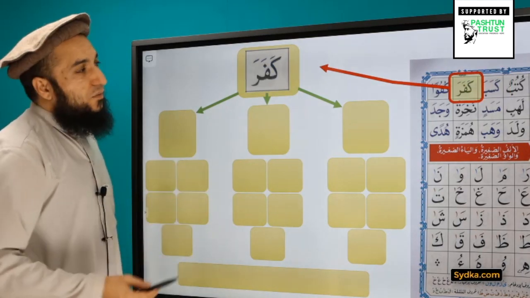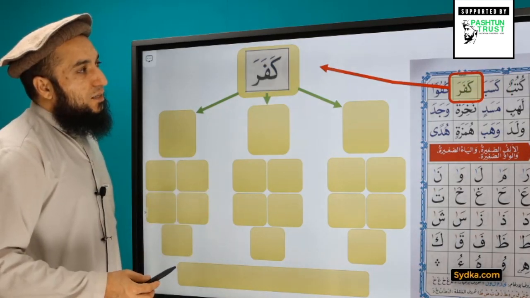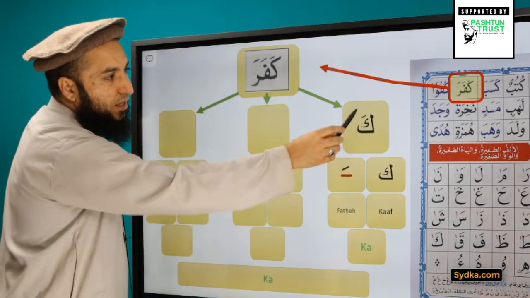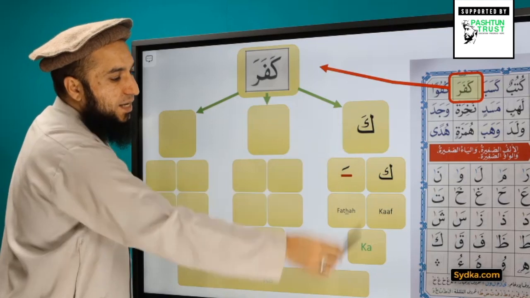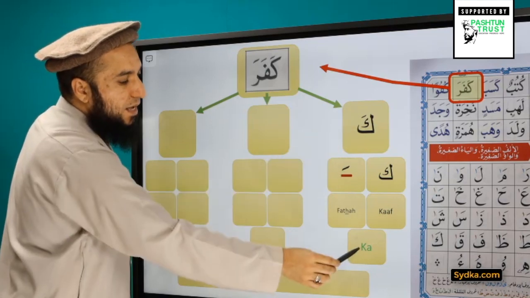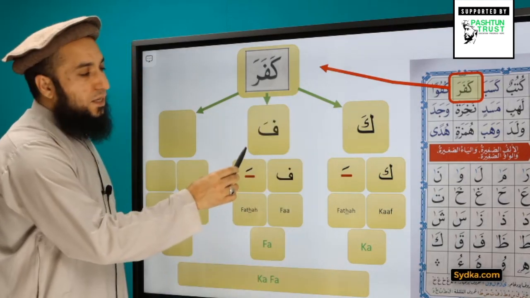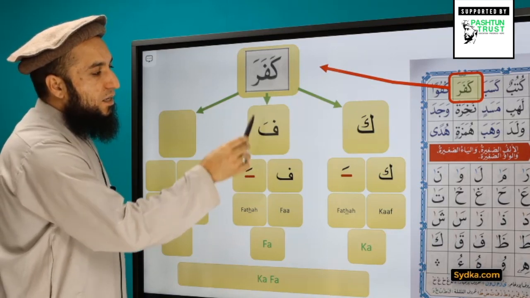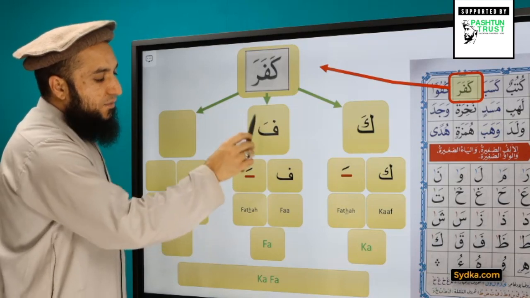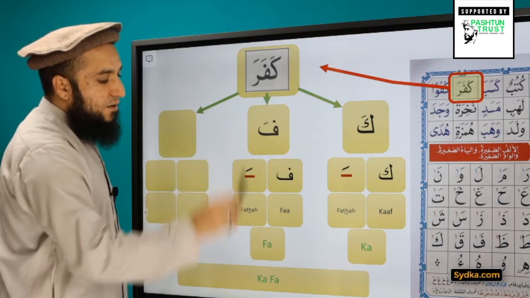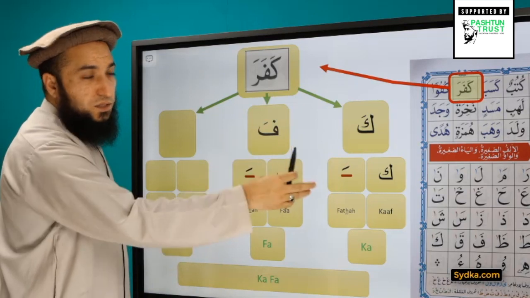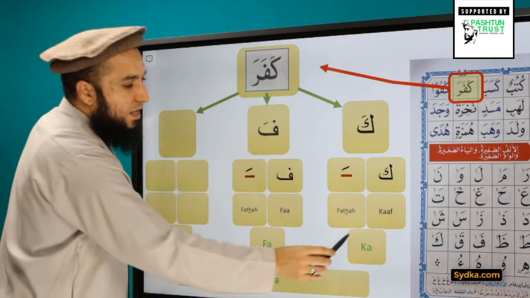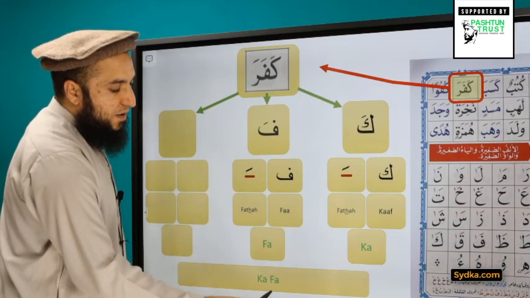The next word we have is kafara. Kafara has 3 syllables and the first syllable is ka fatha ka. Kaf is not silent and it has fatha. Ka fatha ka. The second syllable is fa fatha fa. Fa is not silent and it has fatha on it. Fa fatha fa. And now we combine these 2 syllables and we have kafa, kafa.